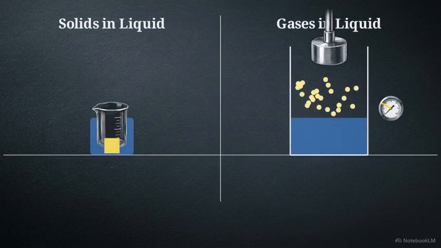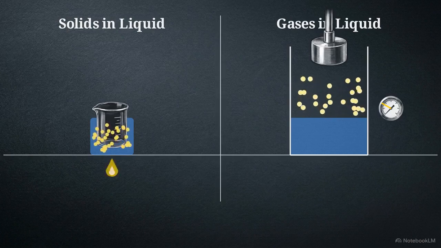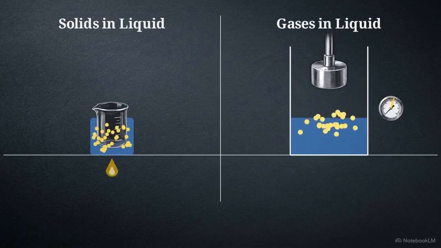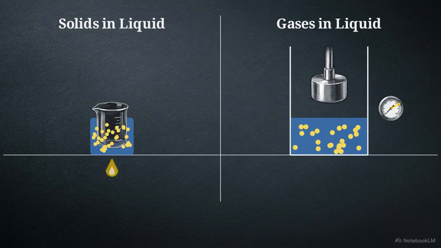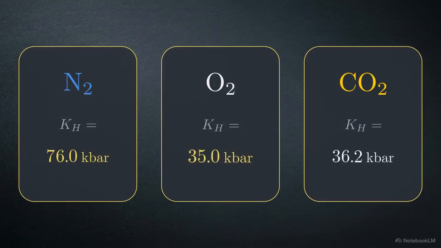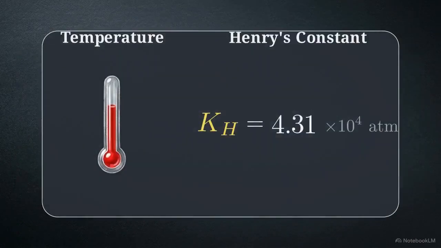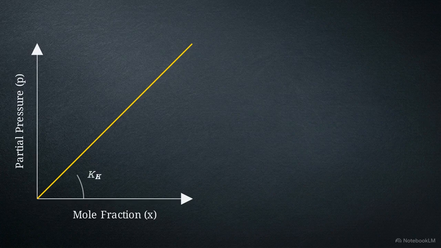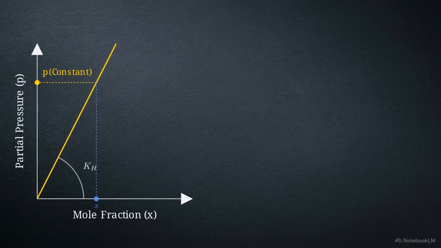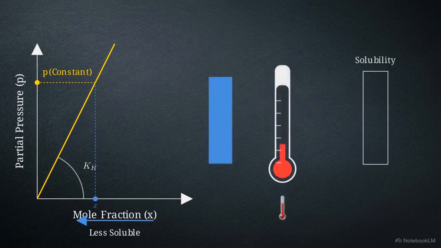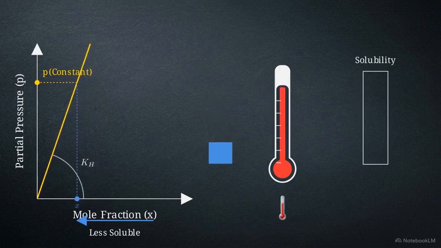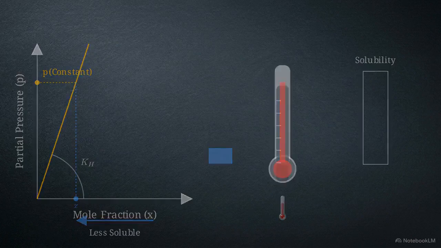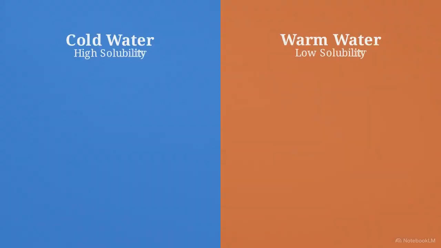While solids often require heat to increase solubility, more gas can be forced into a liquid simply by increasing the ambient pressure. The value of kH is specific to each distinct gas, and it rapidly changes based on the temperature of the surrounding environment. On a graph of partial pressure versus mole fraction, the slope of the resulting line is kH. Because kH represents the pressure required per unit of solubility, a higher constant value indicates that the gas is less soluble. As temperature rises, kH increases, and gas solubility drops.